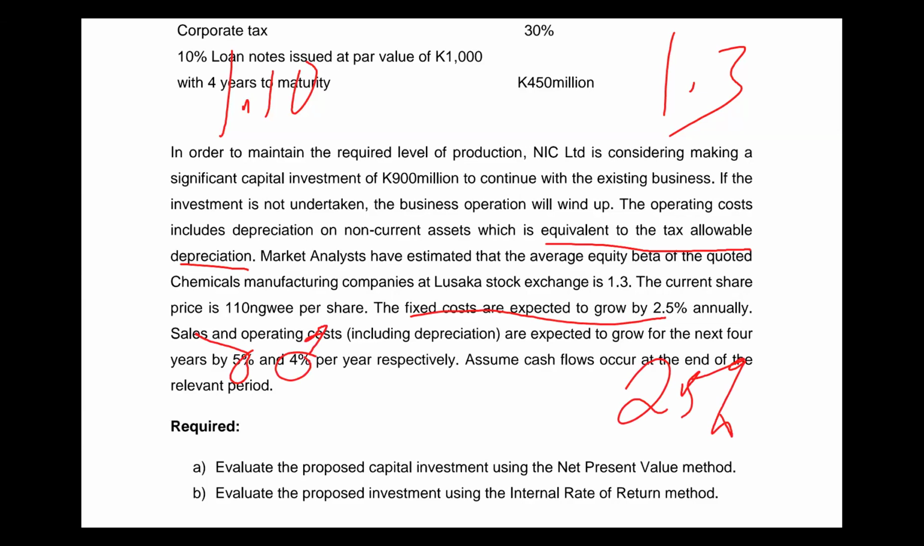Please pay attention. I've already prepared the worked out solutions. I want you to pay attention so that when I get to the solutions, you know how to arrange that. So follow the question; I'm trying to explain the question. Assume the cash flows occur at the end of the relevant period. What is required of us is to evaluate the proposal using the net present value.